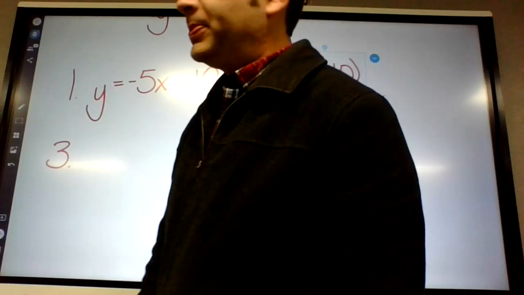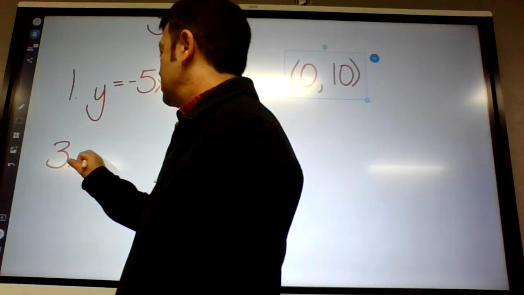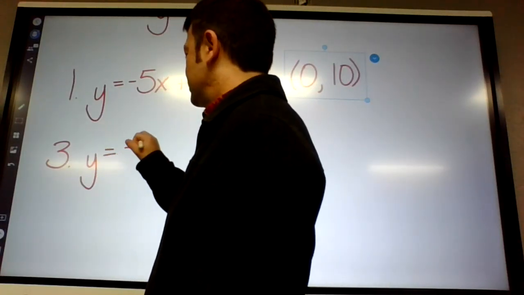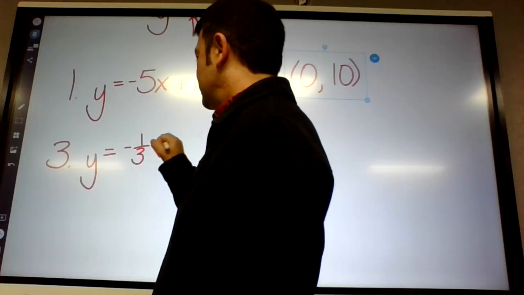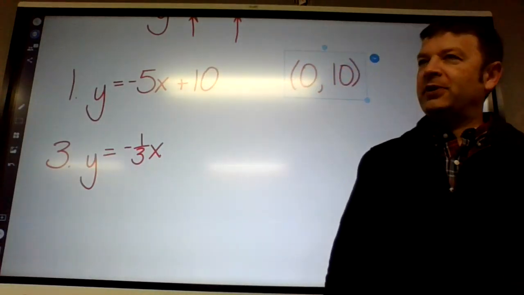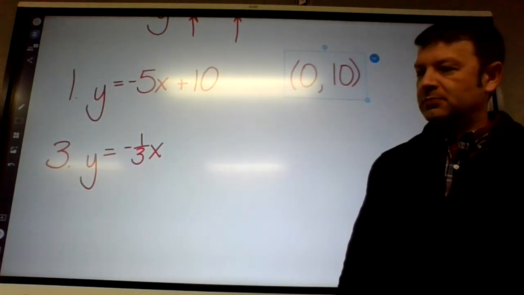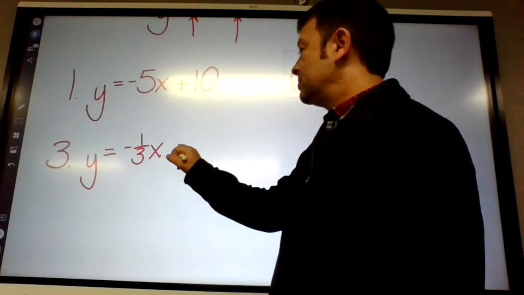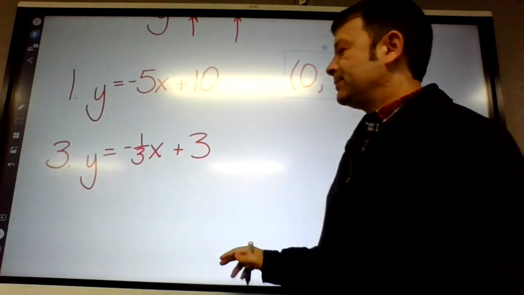Number 3, the slope is -1/3. So where does that go? Right in front of the x. The y-intercept is (0, 3). So you're gonna add 3. So plus 3.